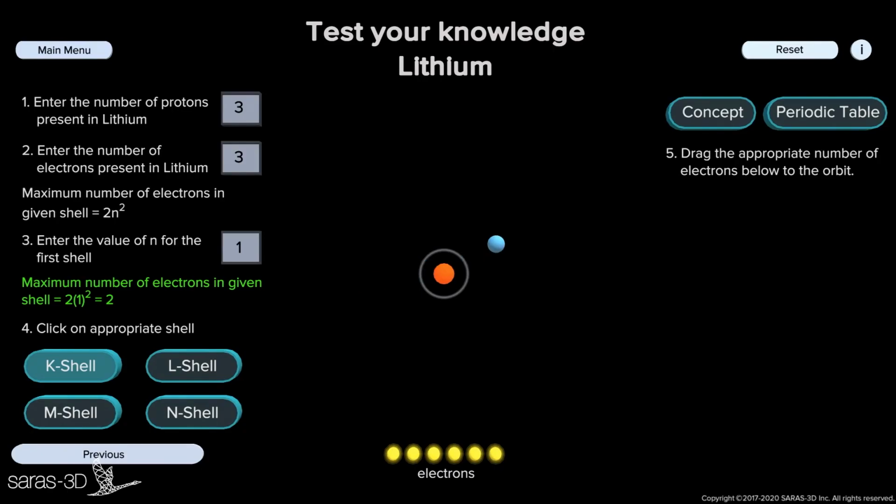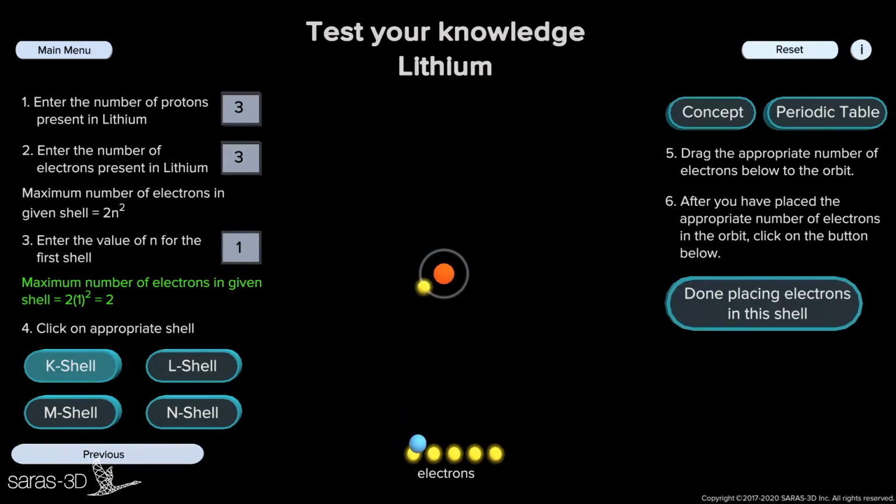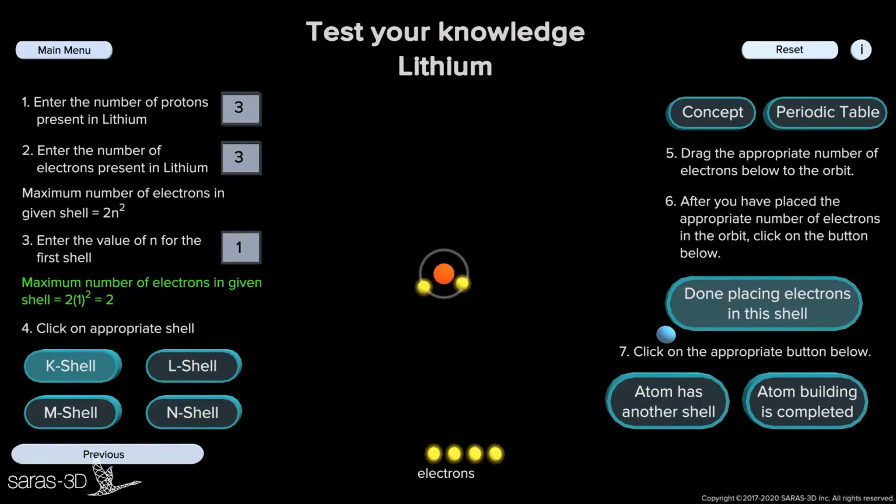Okay. Now what do we have to do? We have to drag the appropriate number of electrons below to the orbit. Okay, let's do it then. Now we know we have 2 electrons that can be accommodated in the K shell. Okay. So let's drag 2 of these electrons into this shell. So are we done placing the electrons in this very shell, that is the K shell? Yes, we are. Now, lithium atom has how many electrons? We just learned it has 3 electrons, okay? And we have filled up 2 electrons. So we will have another shell in this atom, okay? Atom building is still not completed.